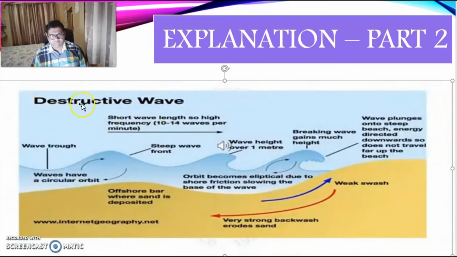Now look at the destructive waves. What are destructive waves? They have a large wave height and short wavelength. They have tall breakers that have a high downward force and a strong backwash. Their frequency is high, between 13 and 15 waves per minute. The strong downward energy helps erode beach material and cliffs. The strong backwash results in narrow beach profiles.